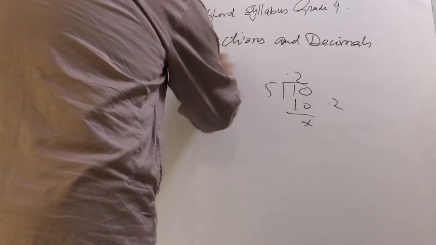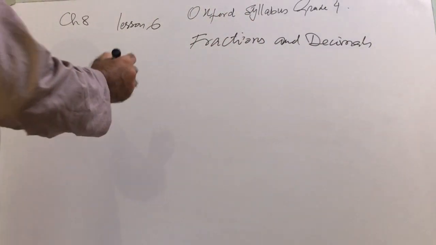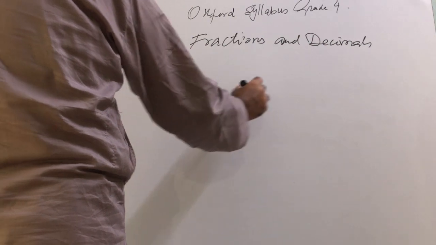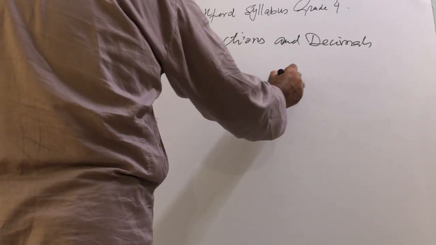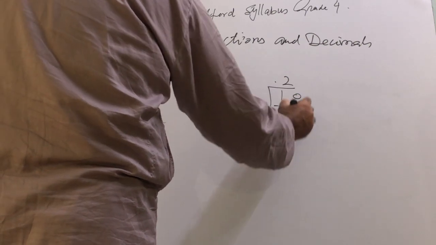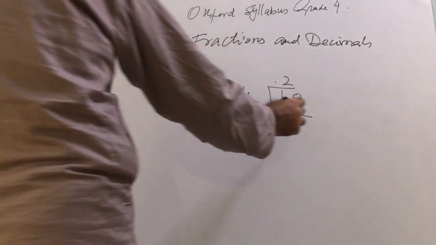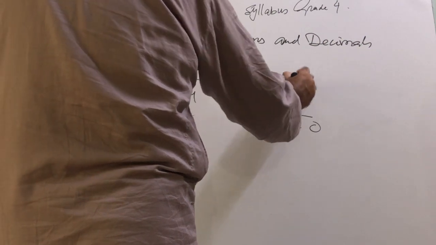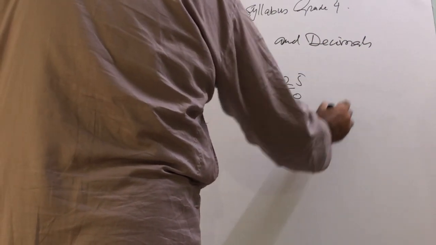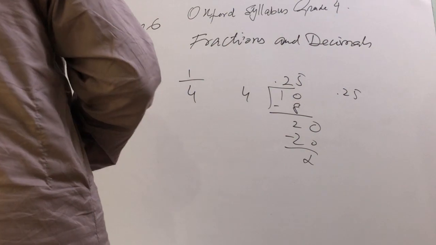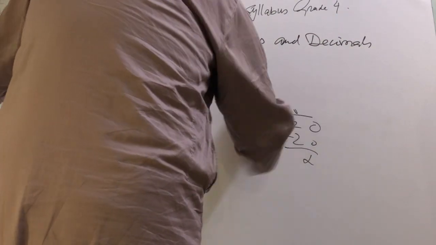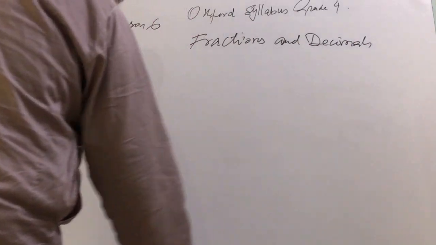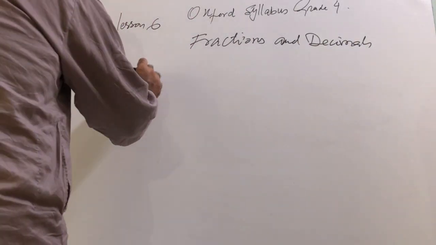Then question number 3 is, you need to convert 1 over 4 to a decimal. This is simple. 1 over 4, just divide it by 4. 1 is smaller, put a point, put 0 here. 4 2s are 8. 10 minus 8 is 2. 2 is smaller, put 0 here. No change here. 4 5s are 20. So 0.25 is the answer for number 3. Likewise, you can do the rest of the questions on page number 182, but we will be doing number 5.